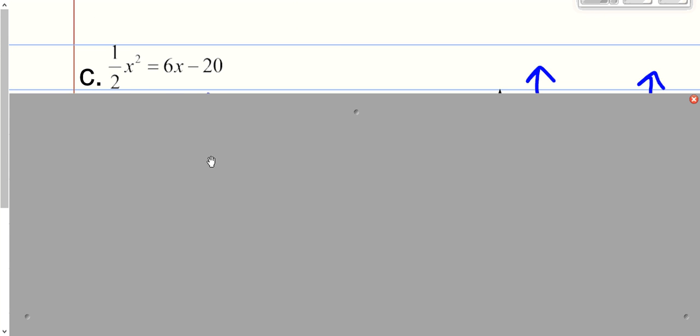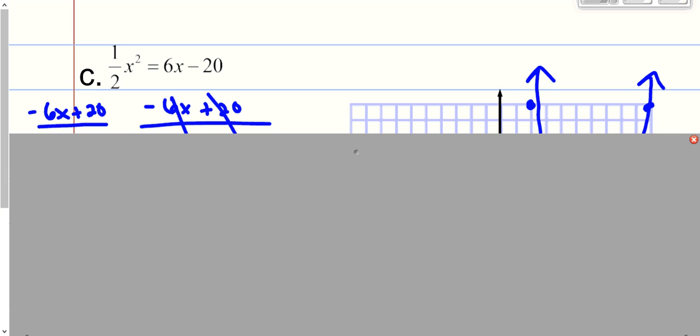All right, a third one. 1/2 x squared equals 6x minus 20. This one again is nothing is equal to 0. So we are going to move everything to the left. We're going to subtract 6x and add 20 to both sides. So on the right side they cancel.